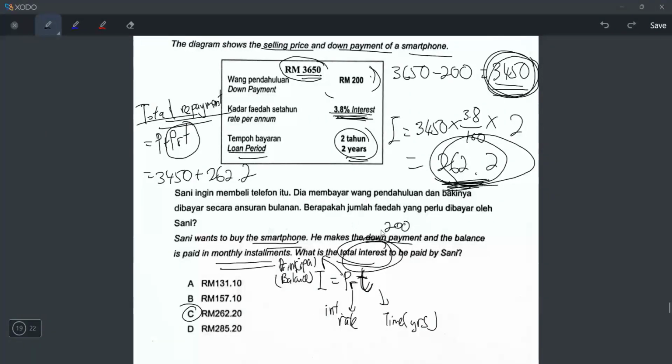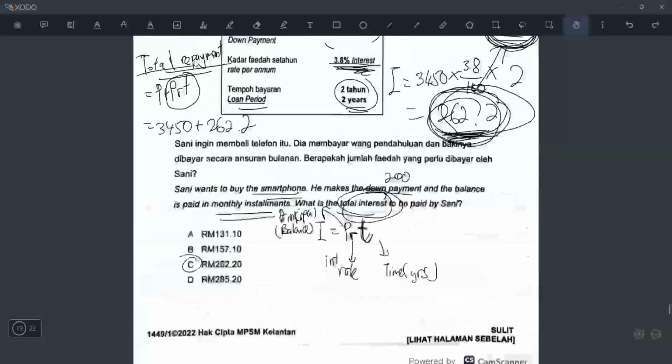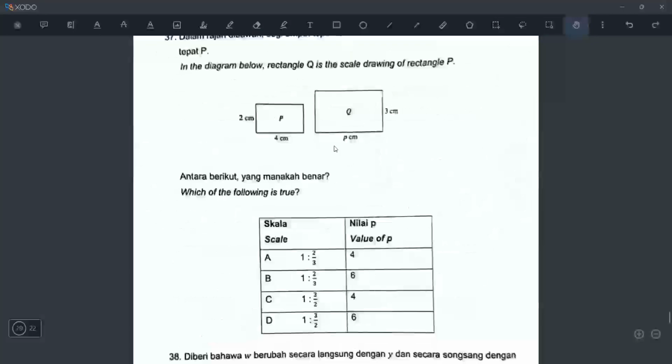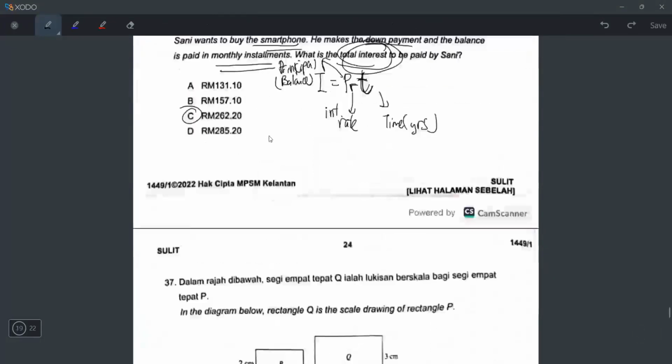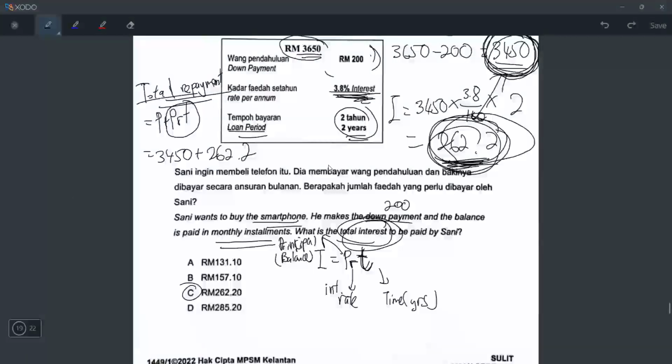It's only this one. But if they ask for the total payment that needs to be made, it's 3450 plus this one, because this is the original one, and then the interest is because you pay in 2 years. That's why I got extra charge. So if they ask for total repayment, you add them together. But this question you don't have to add them because they only ask for interest. Okay, just take note of this. Because sometimes they might ask the total repayment thing.